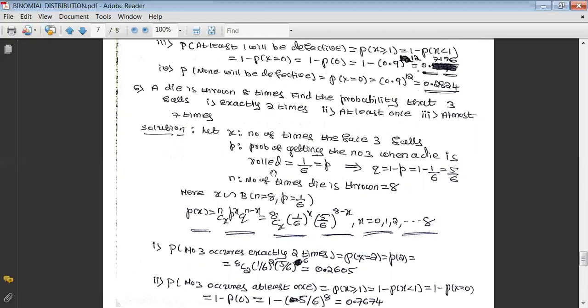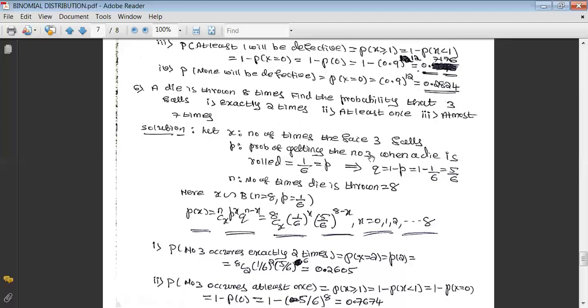When a die is rolled, we'll get 6 outcomes. That's 6 equally likely cases. Out of these, face 3 is going to be only 1. That's why 1 by 6 is the probability of getting face 3 whenever a die is rolled. And q is 1 minus p, that is 1 minus 1 by 6, which is 5 by 6, and n is the number of times a die is rolled. In this case, it is rolled n times.